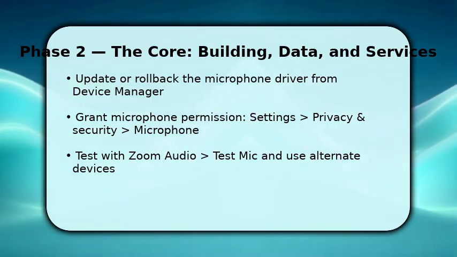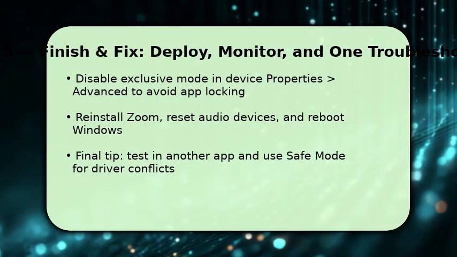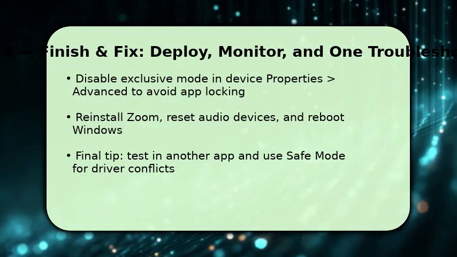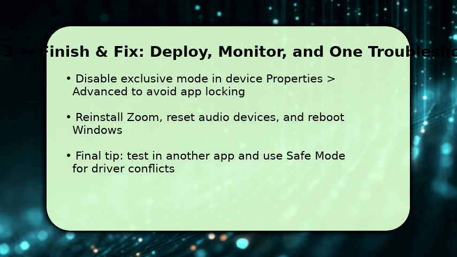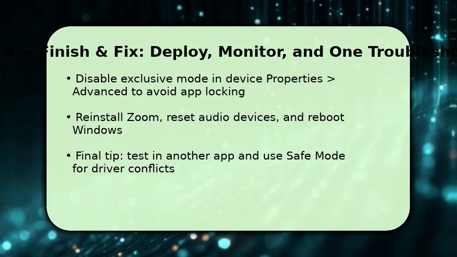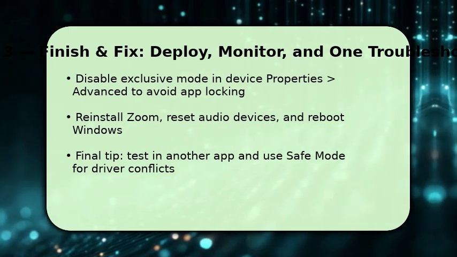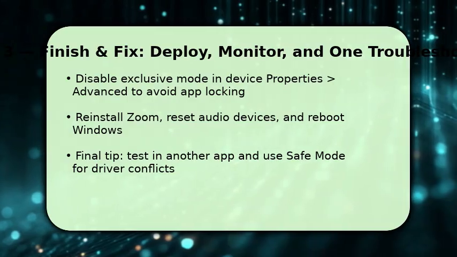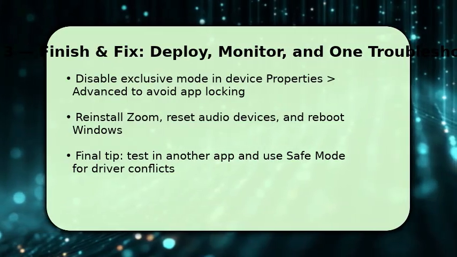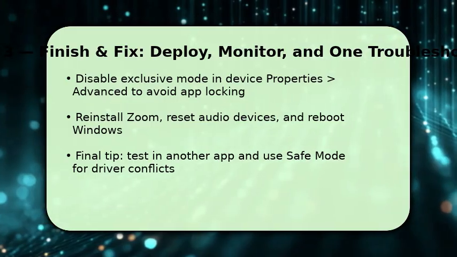Open the microphone properties in Sound Control panel, go to Advanced, and disable Exclusive Mode so no app can lock the device. Then reinstall Zoom to clear corrupted app settings and reboot Windows to apply driver changes. Once restarted, reselect your input in both Windows and Zoom and run a final audio test.